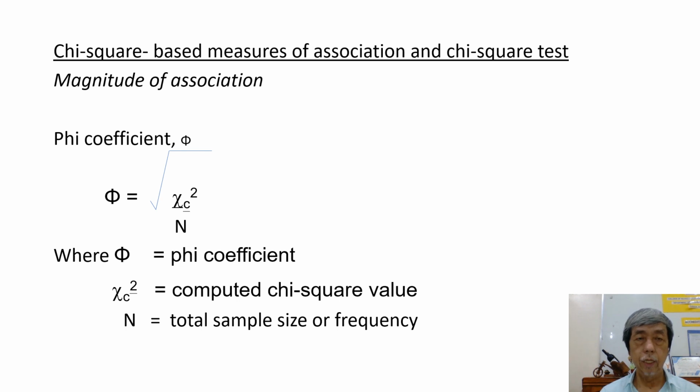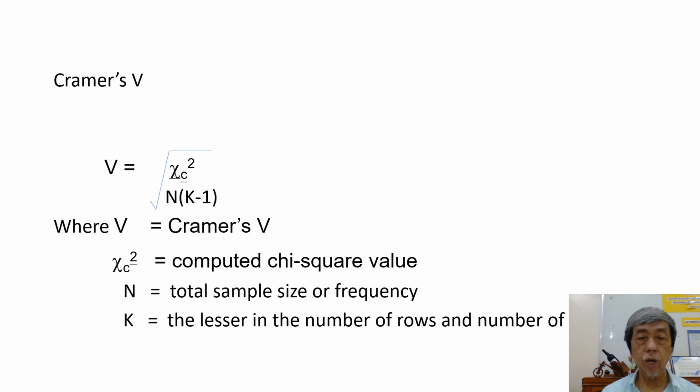Let us proceed to the chi-square based measures of association and chi-square test. For the magnitude of association, we have phi coefficient. You look at the formula and you will note that it requires the computed chi-square value. We also have the formula for Cramer's V, and similarly, the formula requires the value of the computed chi-square.